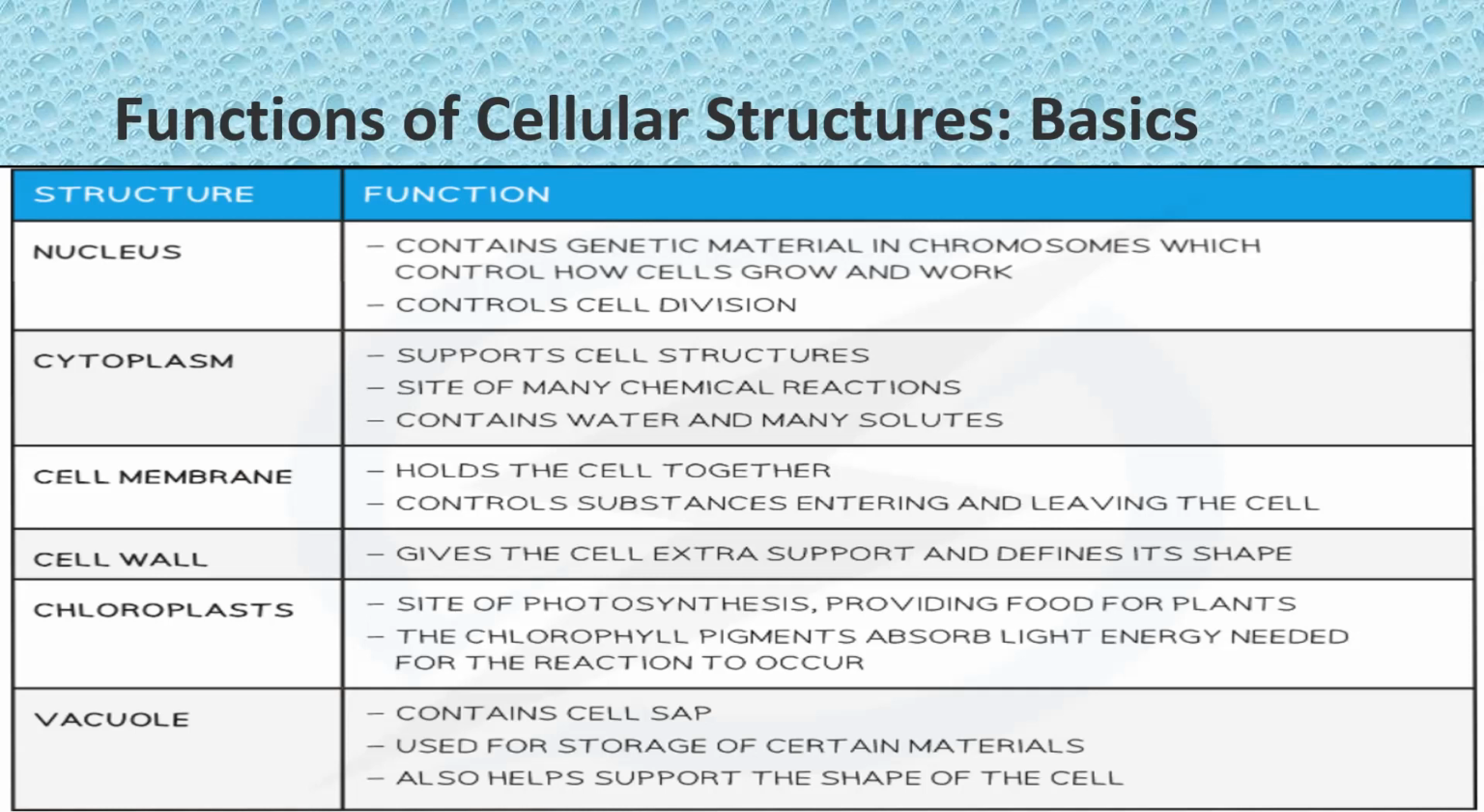Vacuole contains cell sap, which we'll talk about afterward. It is used for storage of certain materials, storing food that will be used later. It also helps support the shape of the cell, not to protect it, but to hold the shape of the cell.